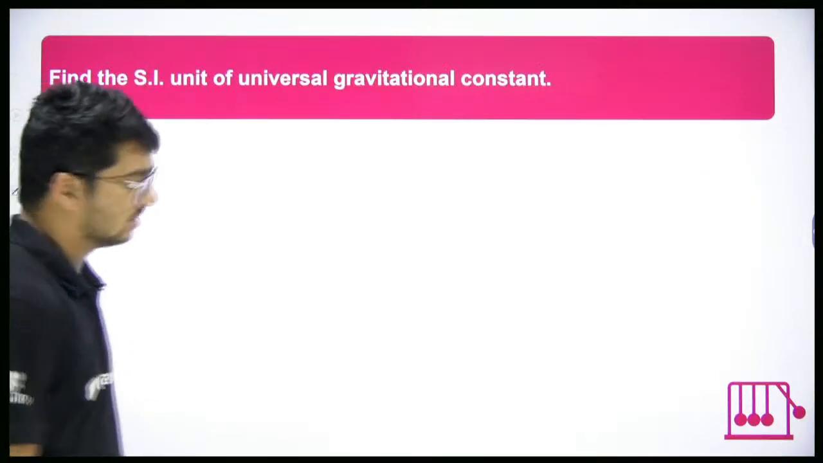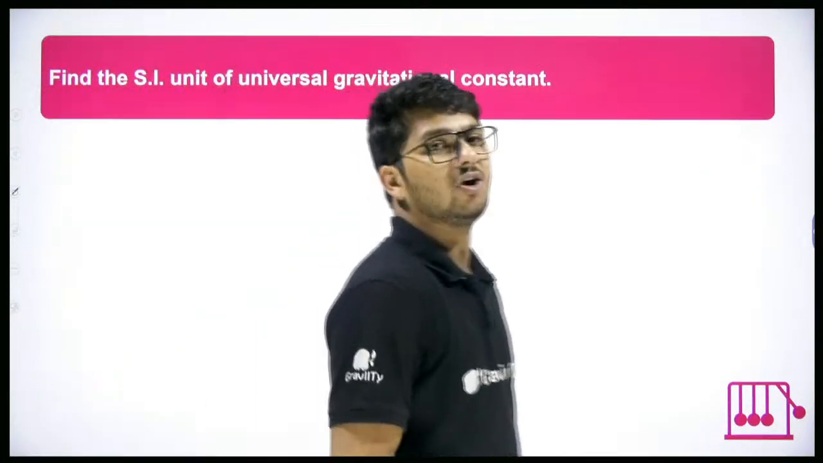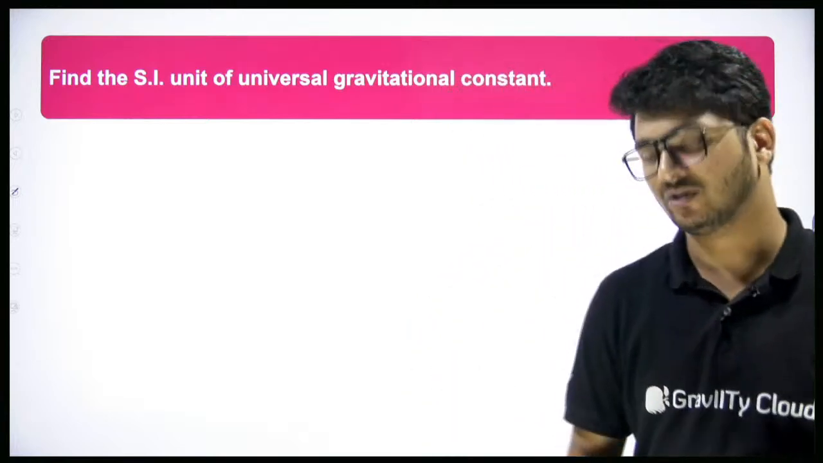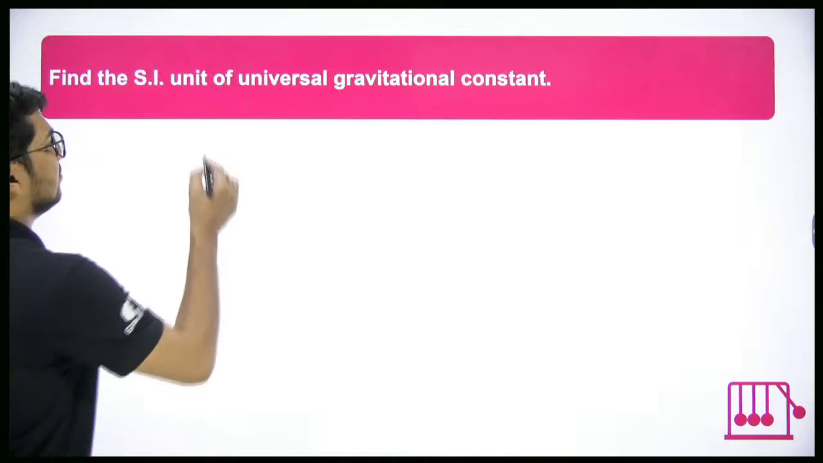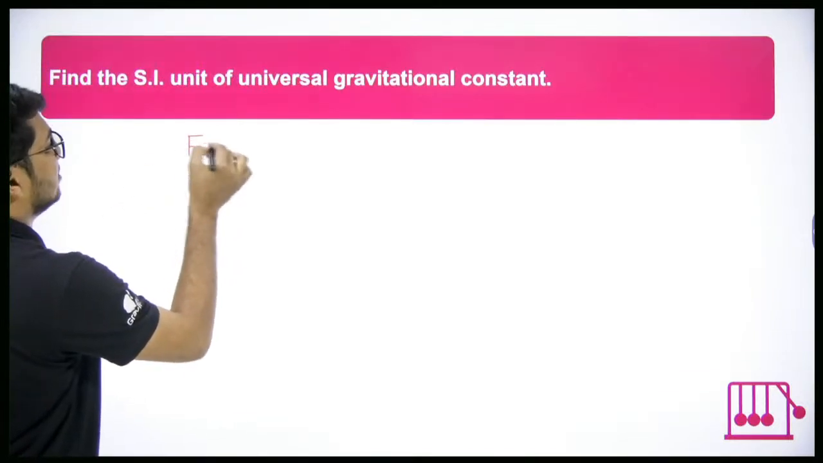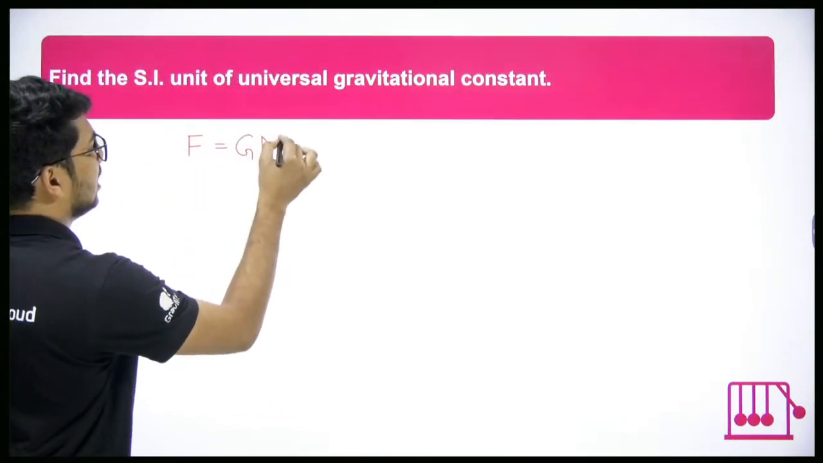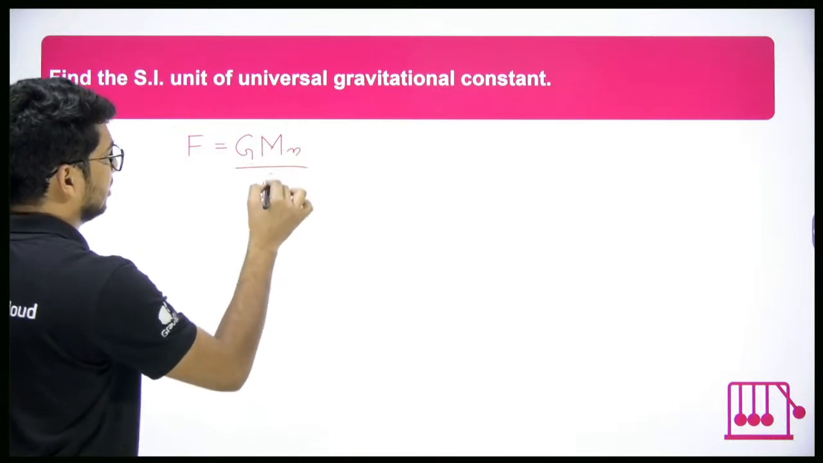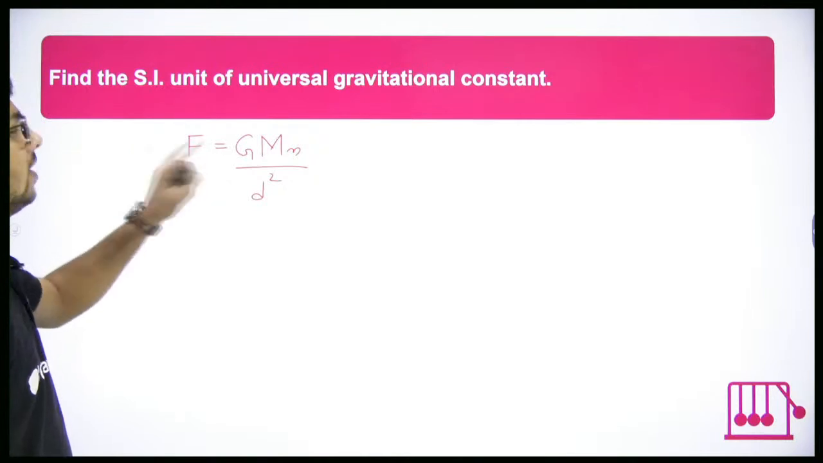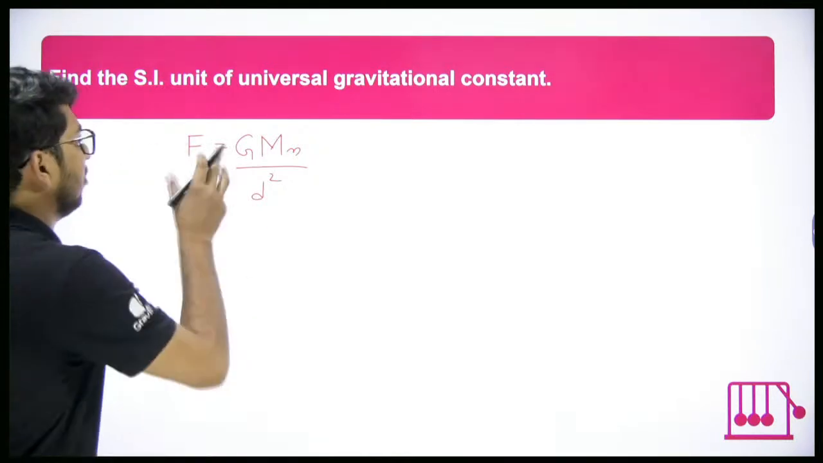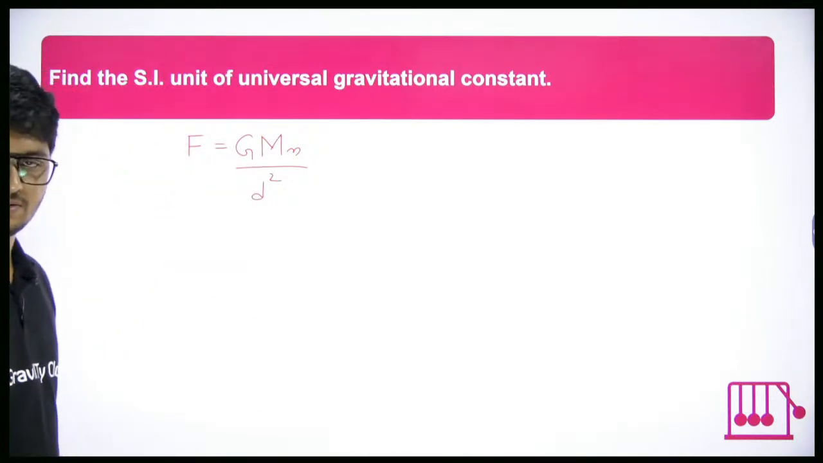We'll also start practicing. Find the SI unit of universal gravitational constant. How do we do this? Very simple, let me do it. So what is the formula? We start from the formula F is equal to capital G, capital M, small m upon d square. We need the unit of what? Capital G. So let's get the formula for capital G from this.